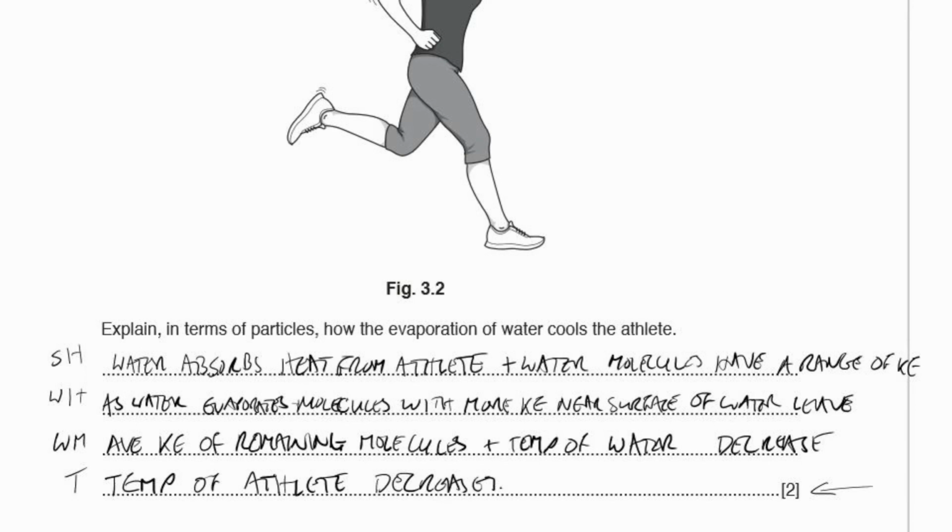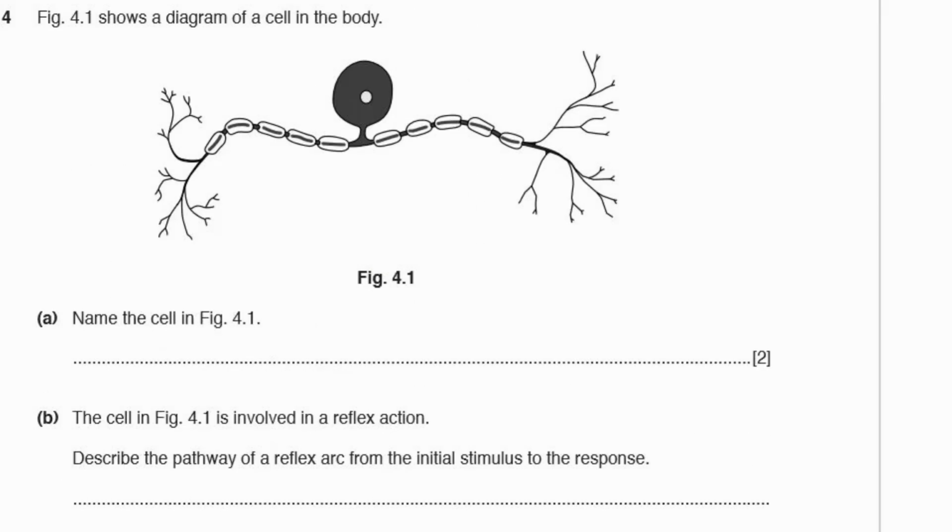There we go. Okay, and now we're back to the biology section. Question 4. Figure 4.1 shows a diagram of a cell in a body. Name that cell. Well, this type of cell is called a sensory neuron. The cell in figure 4.1 is involved in a reflex action. Describe the pathway of a reflex arc from the initial stimulus to the response.